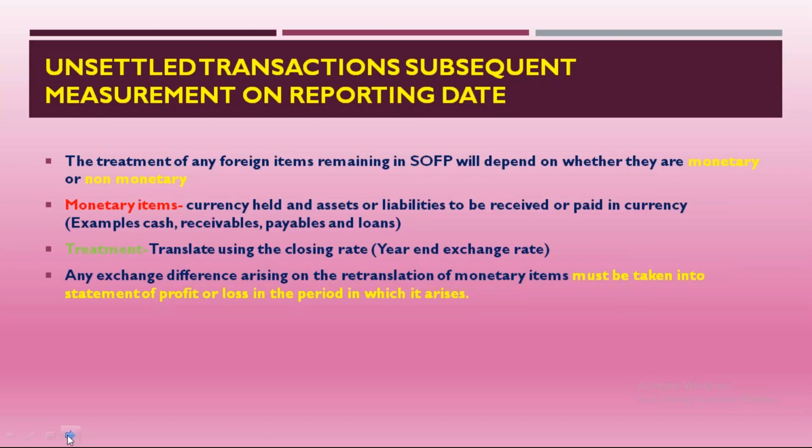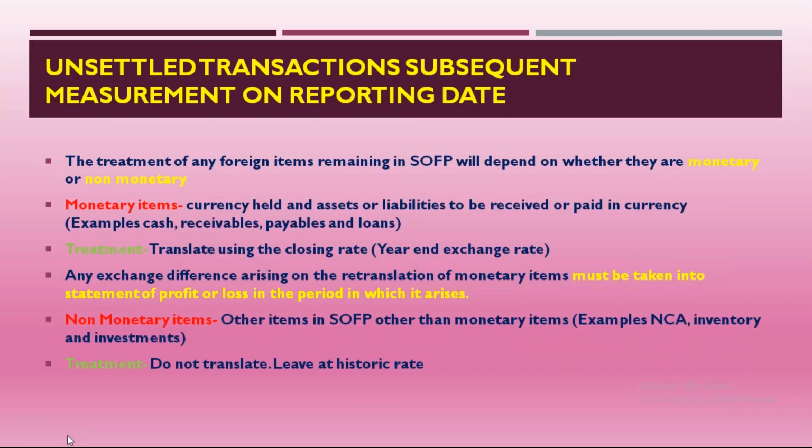So this is the IAS 21 treatment. What goes into the comprehensive income statement depends on each different standard. IAS 16 says a certain method, IAS 21 says a certain method, IAS 39 says another, so different standards will say what should go to the OCI and what should go to the P&L. Non-monetary items like non-current assets, inventory, investments, all those things we don't translate, we just leave them at the historic rate or the spot rate. We don't do any conversion.